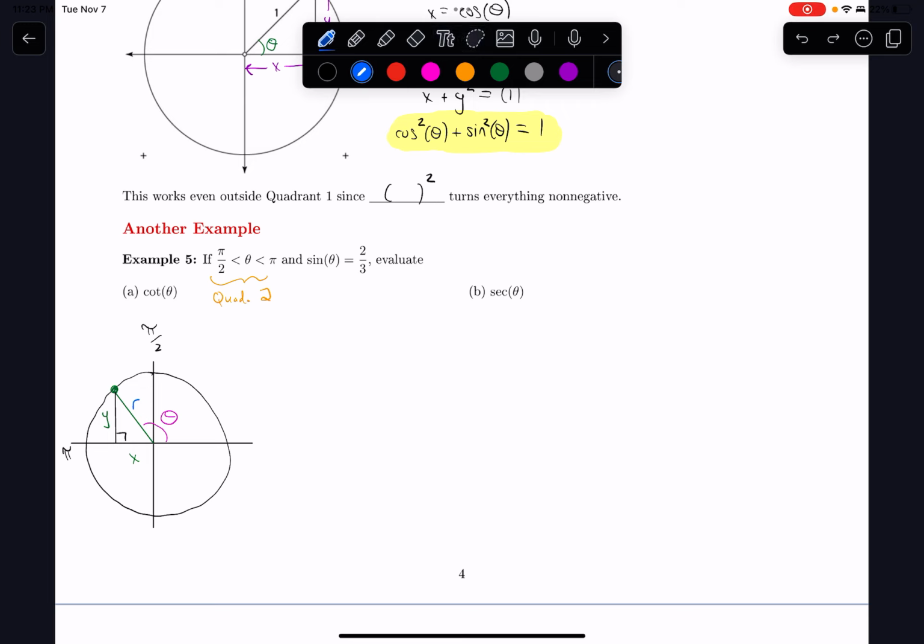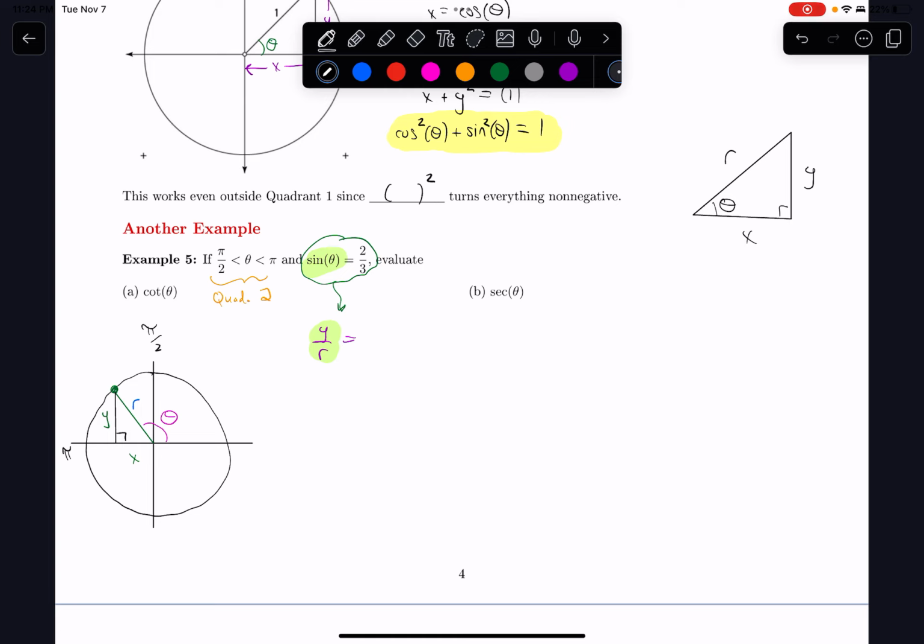Because what I'm going to do now is, since the problem tells me that sine is equal to 2 over 3, think back to what sine was equal to when we just used SOHCAHTOA. Well, sine was equal to y over r. So sine of theta was equal to y over r, right? In my unit circle, if I drew just like a right triangle, and I call this theta, and this is y, and this is x, and this is r.